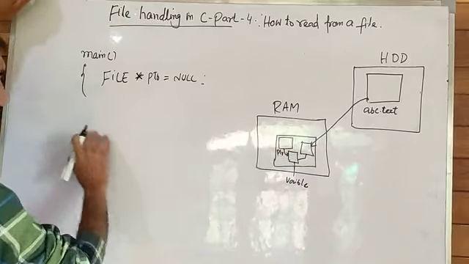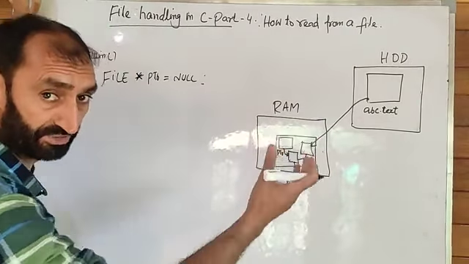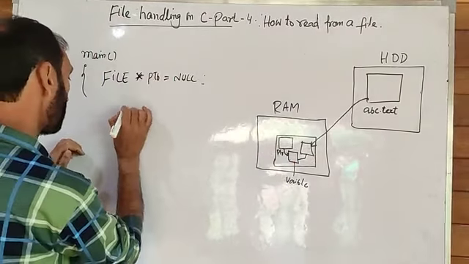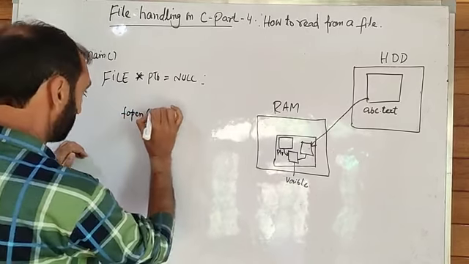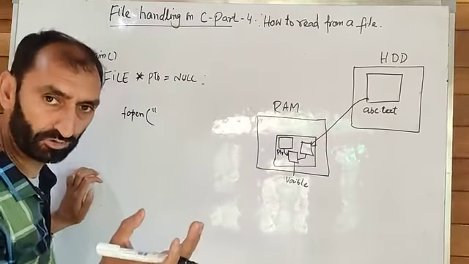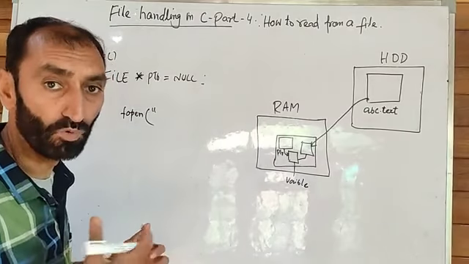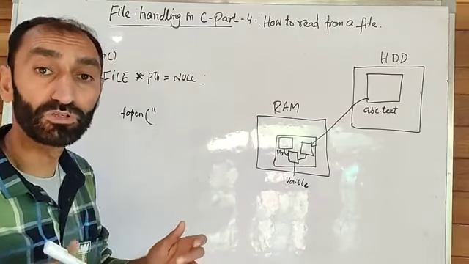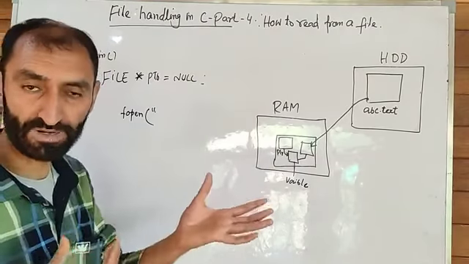All this will be done, as we have already discussed in the previous videos, by using the instruction fopen when we open the file. We know that fopen takes two arguments. First, the name of the file, and second, the mode in which we want to open that file: whether in write mode, read mode, append mode, or any other mode.